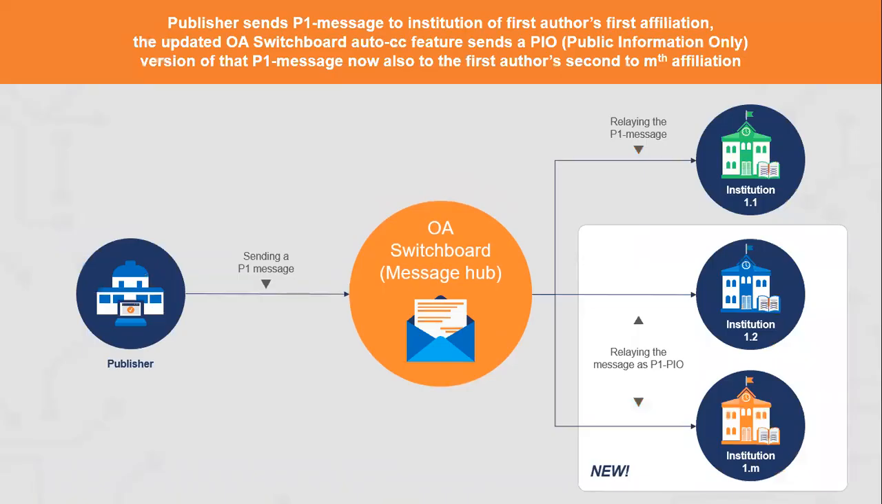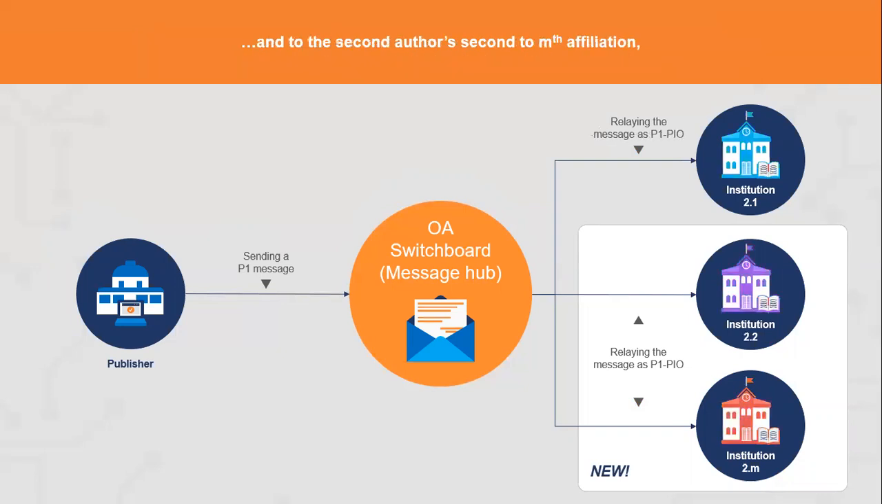Looking at the same basic principle, the publisher sends a P1 message to the institution of the first author's first affiliation. The updated OA Switchboard AutoCC feature sends a PIO version of that P1 message now also to the first author's second affiliation and any next affiliation. The same happens with the second author and any further author.